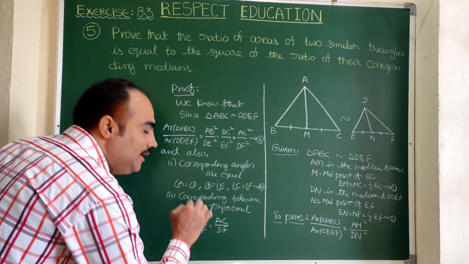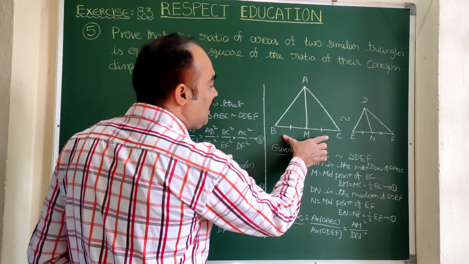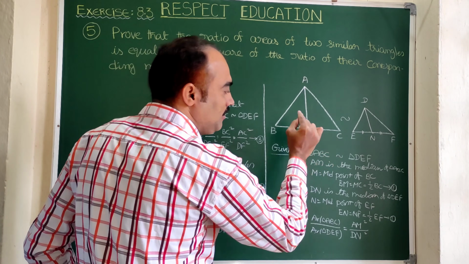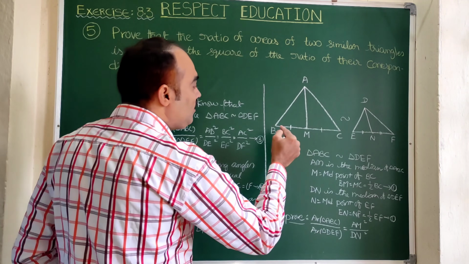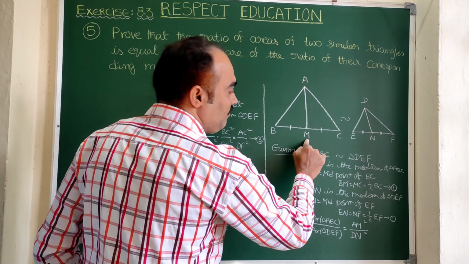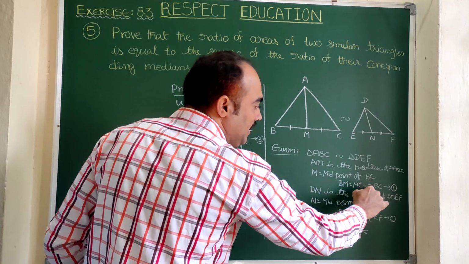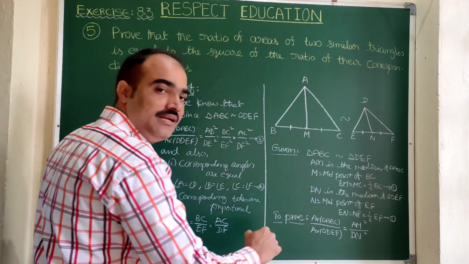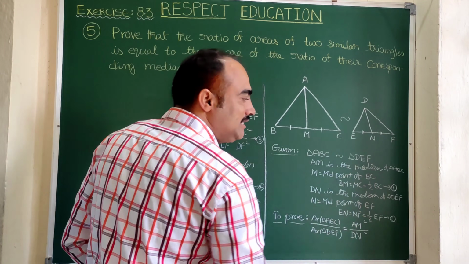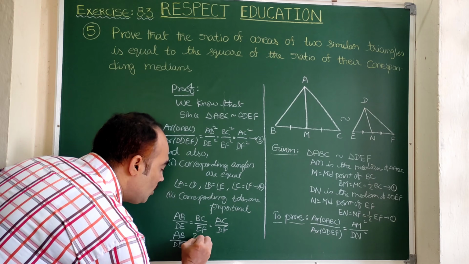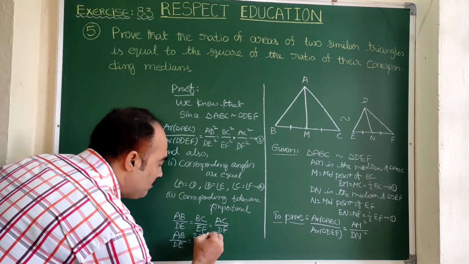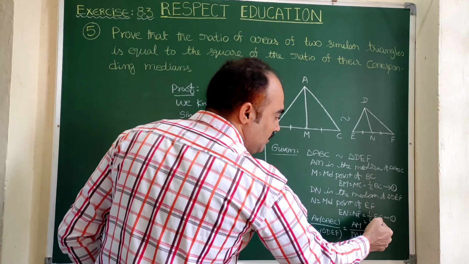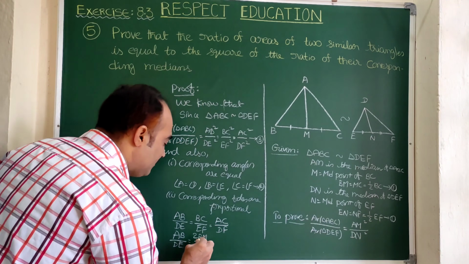Here you observe BC. BC can be written as 2 times BM or 2 times MC, since M is the midpoint. According to our requirement, we take 2 times BM, because BC is equal to 2 times BM. From equation 1 we know BM equal to 1 by 2 BC. On cross multiplication, 2 times BM equal to BC. That means in place of BC I am writing 2 times BM, similarly in place of EF I am writing 2 times EN. Same from equation number 2, EF equal to 2 times EN.